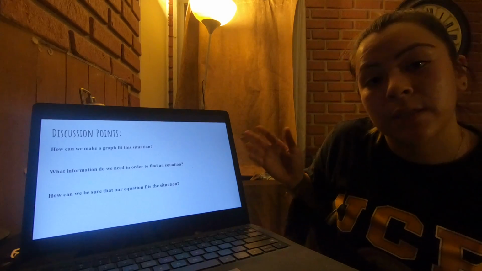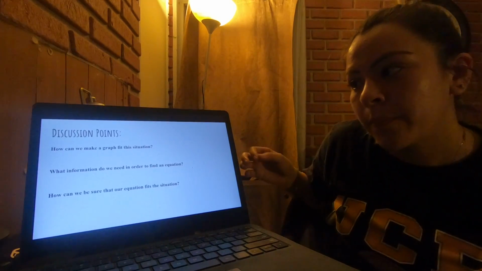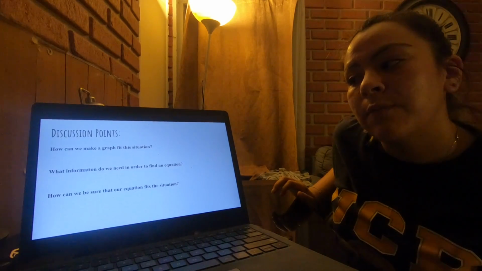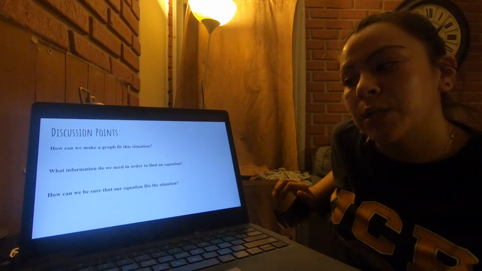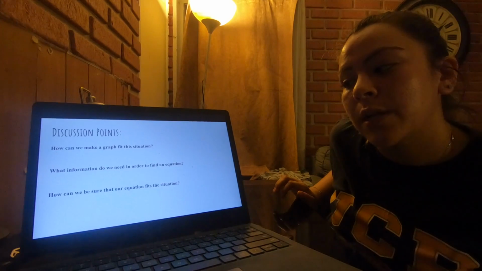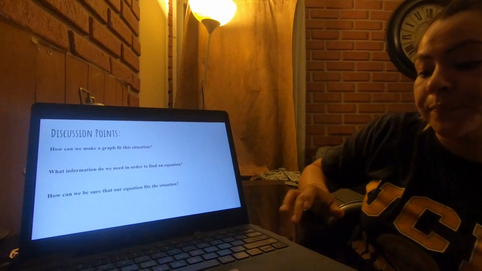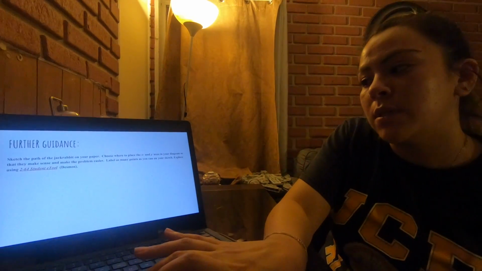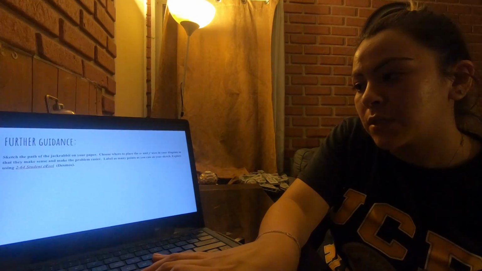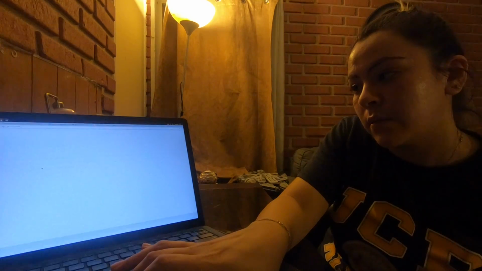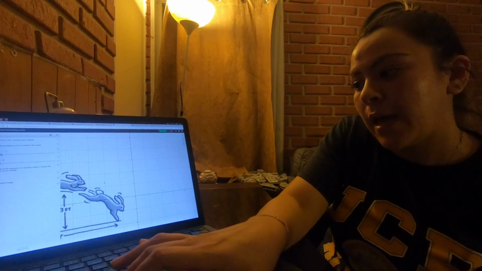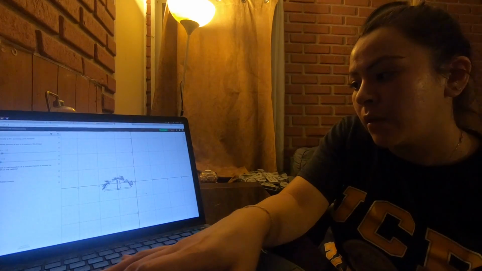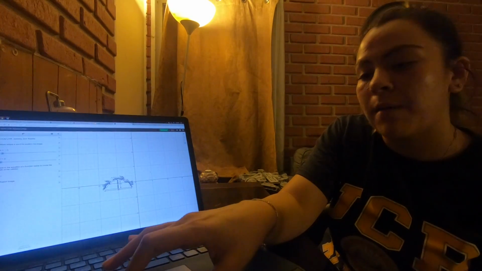I actually provided students with discussion points. Let me go over them. The first one is, how can we make a graph fit this situation? What information do we need in order to find an equation? And how can we be sure that our equation fits the situation? I'm actually having students use decimals for this example. Let me go to this. It's pretty neat because students actually get to move this jumping rabbit around.